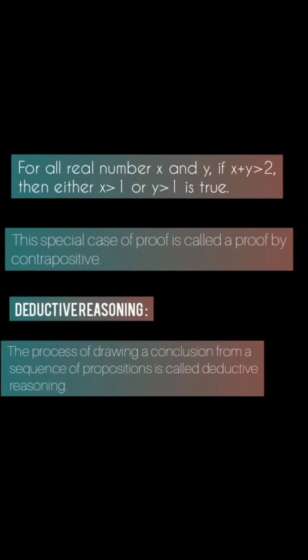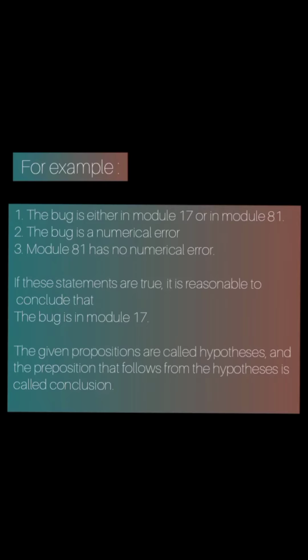Deductive reasoning. The process of drawing a conclusion from a sequence of propositions is called deductive reasoning. For example: 1. The bug is either in Module 17 or in Module 81. 2. The bug is a numerical error. 3. Module 81 has no numerical error. If these statements are true, it is reasonable to conclude that the bug is in Module 17. The given propositions are called hypotheses, and the proposition that follows from the hypotheses is called the conclusion.